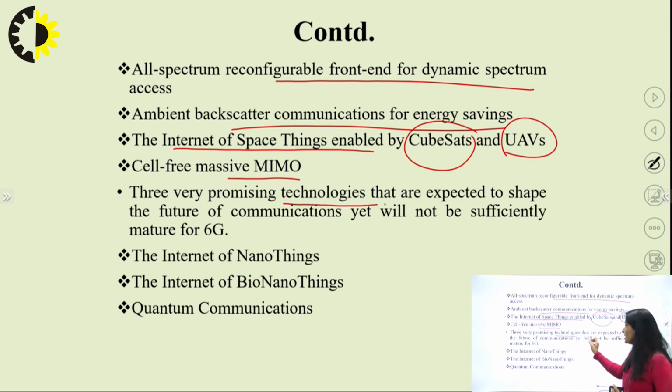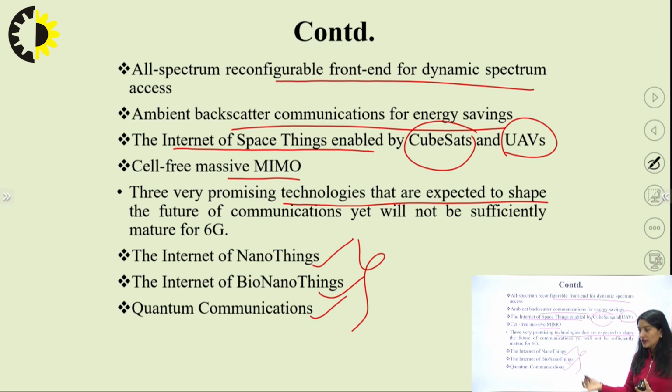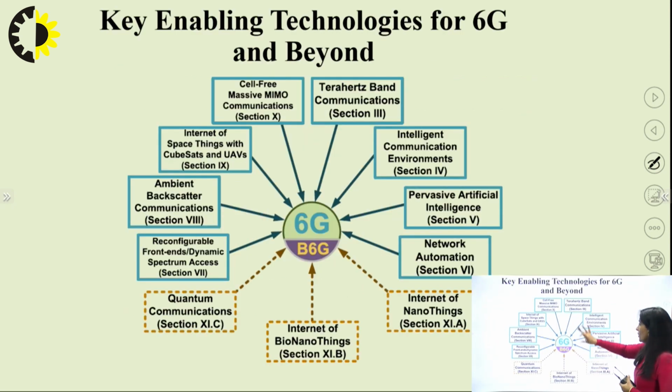Three very promising technologies that are expected to shape the future of 6th generation communication are, first, the Internet of Nano Things, Internet of Bio-Nano Things, and quantum communications. So these are the areas in which research can be done to get the features of 6th generation. Here these are the key enabling technologies of 6th generation.